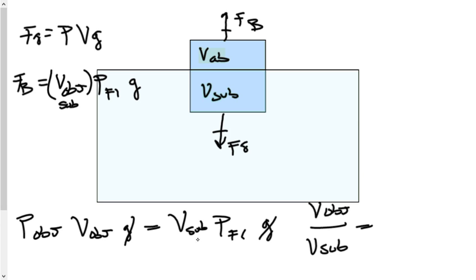Okay, so I divided that to the side. I'm going to divide this one to the other side. Has to equal the density of the fluid divided by the density of the object. Okay, so hopefully that helps. Gives us a nice little formula to deal with.